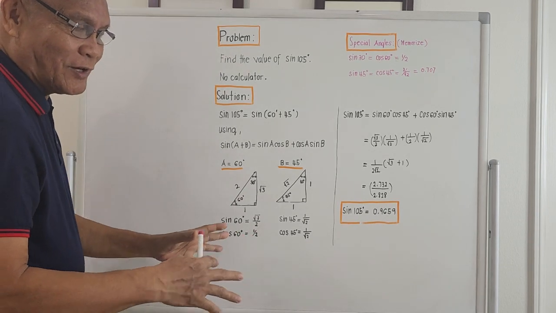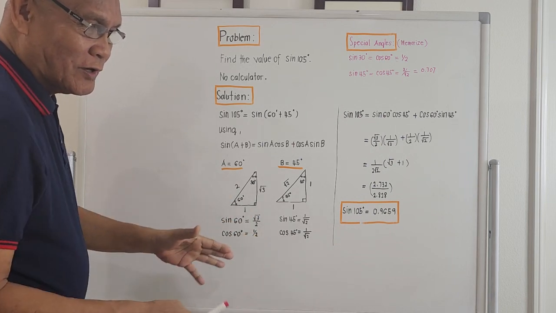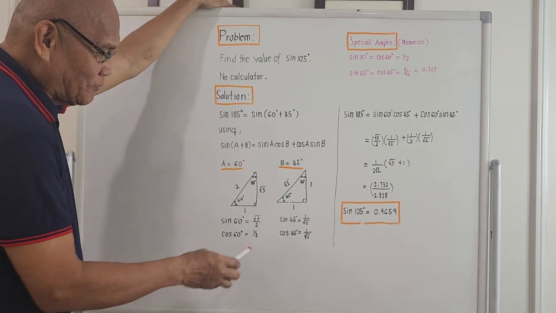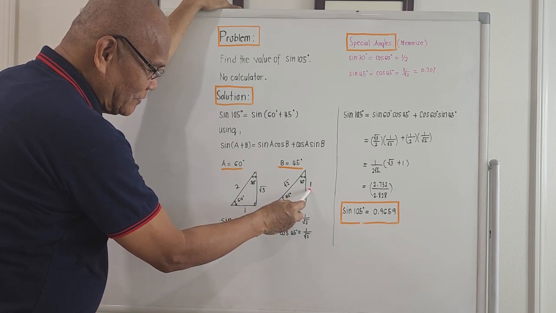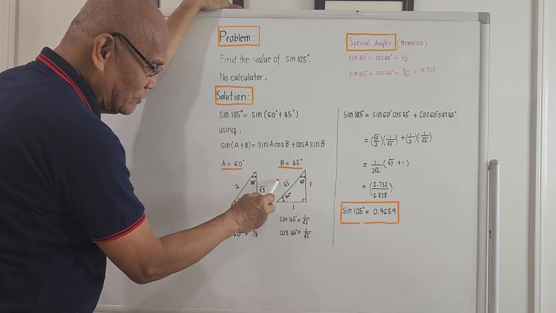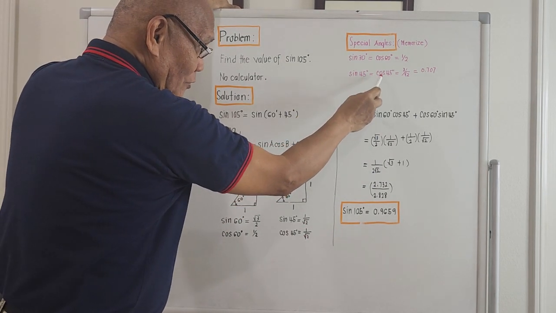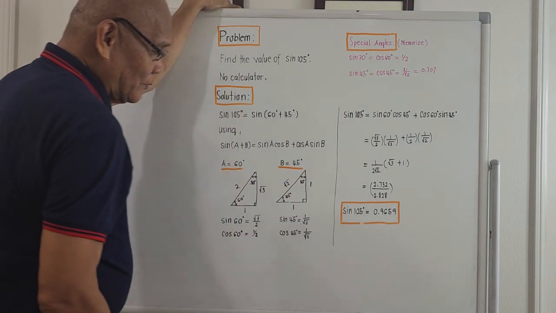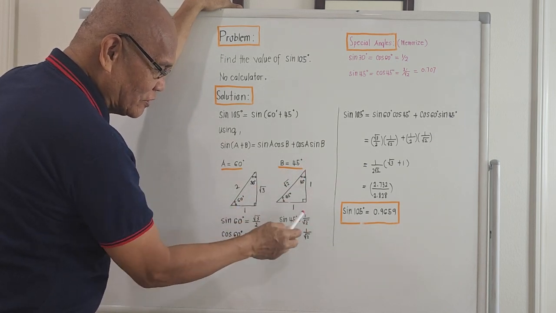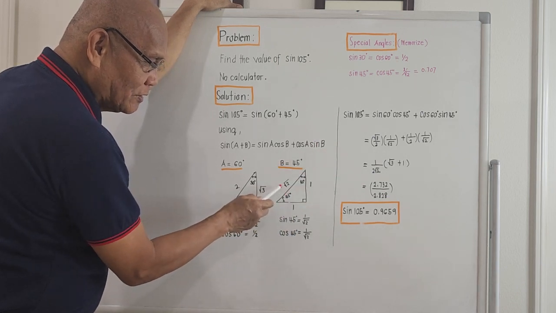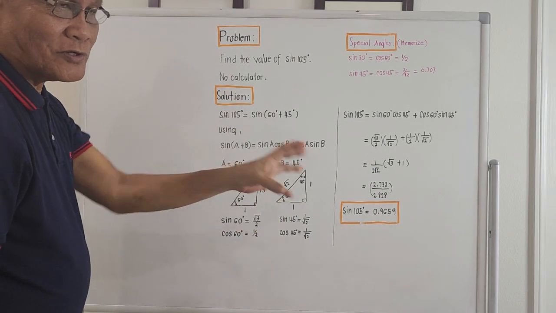So we do not need a calculator here. By just bringing out the memorized values of the special angles, we could derive the other values. For sine of 45 degrees, it's an easy matter now. This is the opposite side, this is the hypotenuse, so sine of 45 will be 1 over square root of 2, and cosine will be 1 over square root of 2; they are the same. The adjacent side and the opposite side are 1, and the hypotenuse is the square root of 1 plus 1, which is square root of 2.